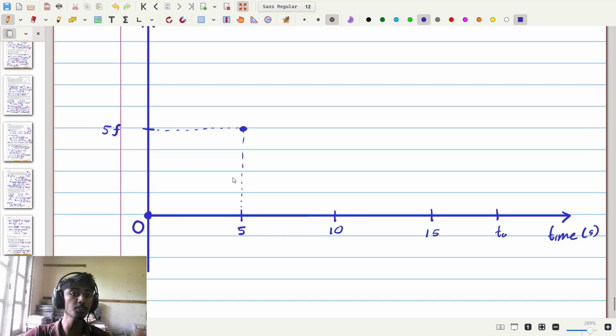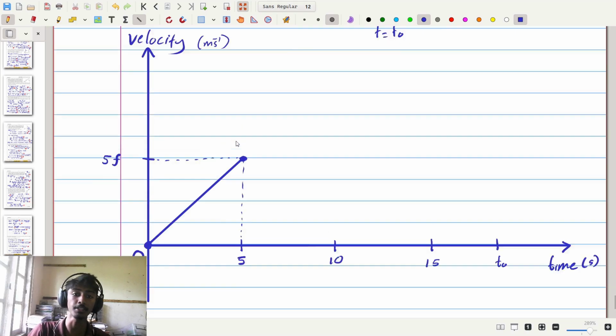Now in between these 2 points, since our car had a constant acceleration, the gradient of the line in between these 2 points must be constant, and therefore it is a straight line. So I can draw a straight line in between the origin, the (0, 0) point, and the next point, which is t equals 5 seconds and velocity equals 5f meters per second.